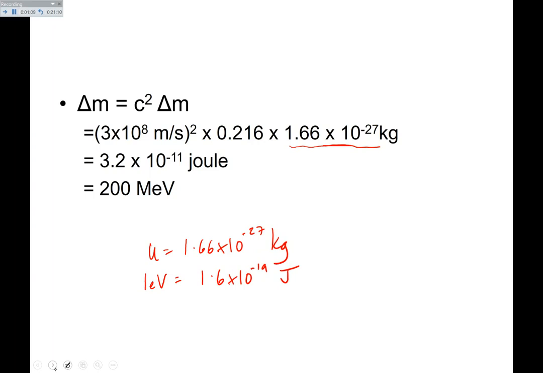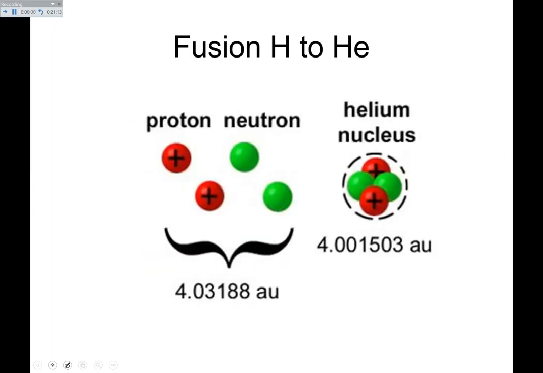So let's now look at fusion. Well, here's a picture that shows 4 nucleons, 2 protons and 2 neutrons. Actually, they're about to become nucleons. They're just separate at the moment. And we see that separately, the mass of the 4 of them is 4.03188 atomic mass units. But together, in the nucleus of a helium atom, their mass is significantly less.